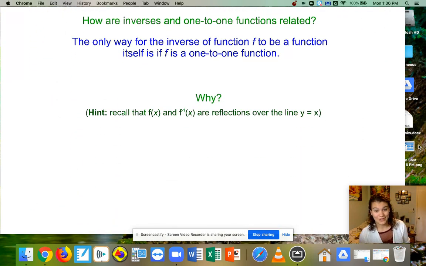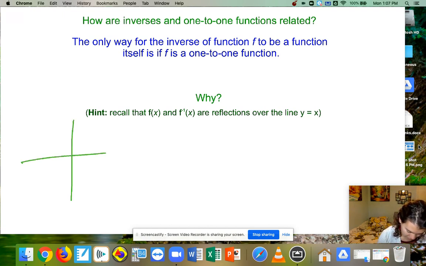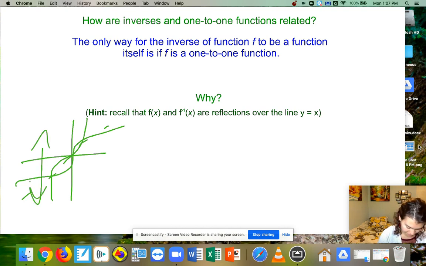So why are we doing both in the same day? So the only way for the inverse of a function to also be a function itself is if that original function is 1 to 1. So if we think about a couple of things, like think of if we draw this function, this is 1 to 1. If I sketch in the line y equals x, and we flip this over, we get something like this, right? This is still a function. We can do the horizontal line test, it's fine.